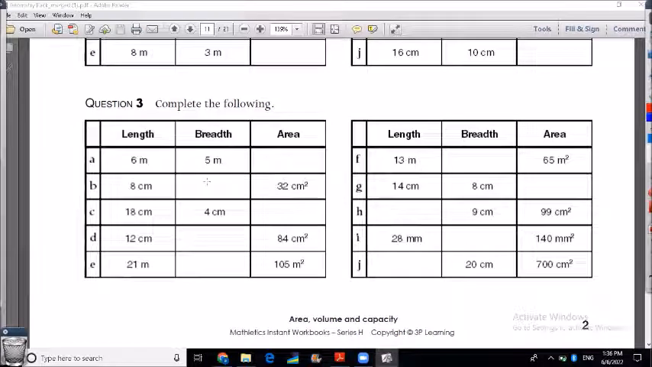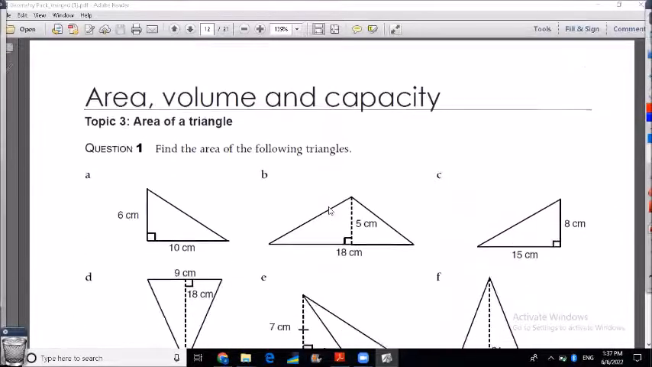But what if the width is missing? Here they call it the breadth. So the width or the breadth is missing. What are we going to do? To find the width, we divide 32 by 8, which gives 4 centimeters. Now if I multiply 8 centimeters by 4 centimeters, it gives me 32 centimeters squared, which is the area. Okay, the same thing here.